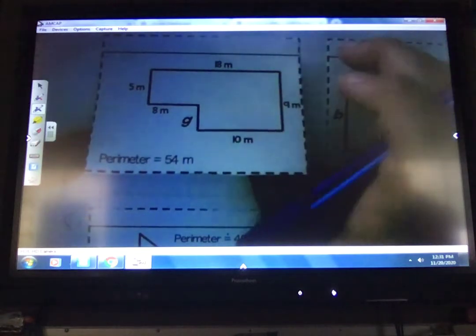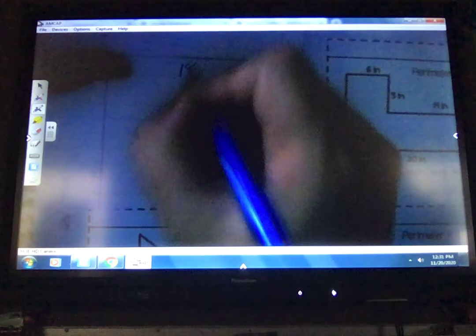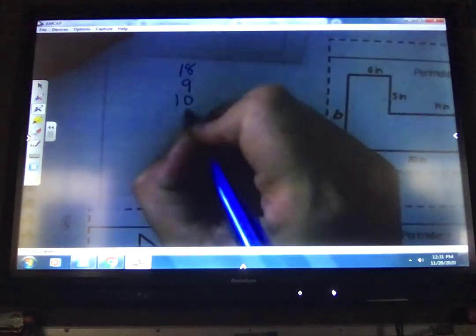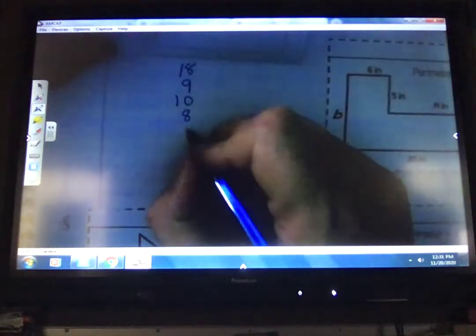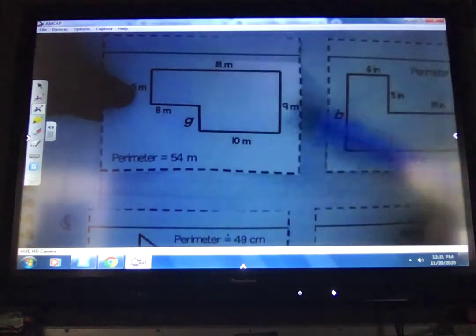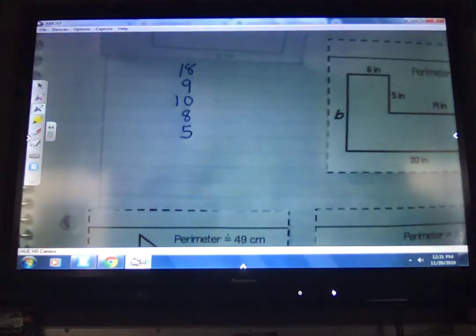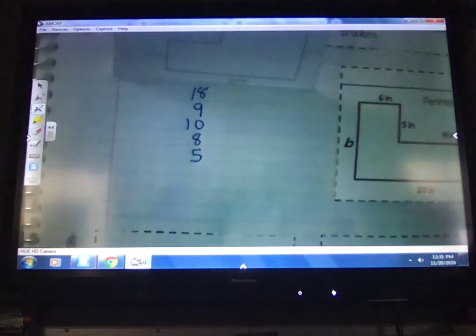So we have 18, 9, and 10, and 8, and 5. Let me count, make sure. 1, 2, 3, 4, 5 sides are here. One side is missing. So I'm going to add these 5 sides together.